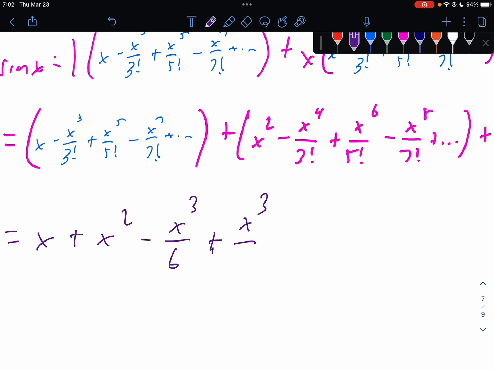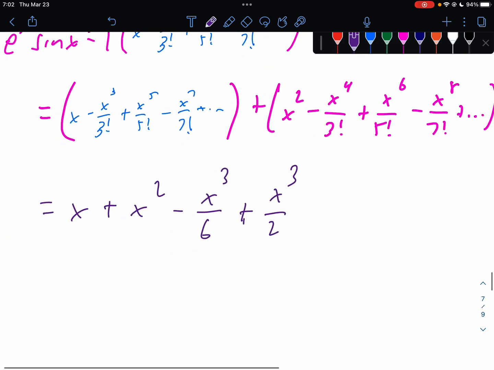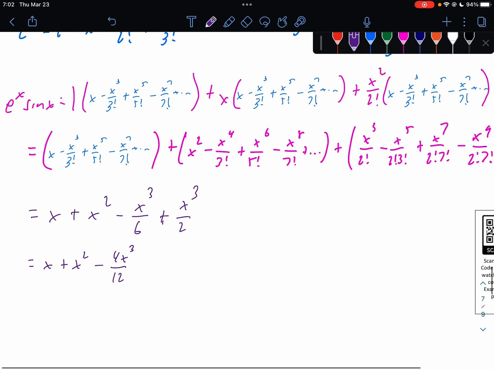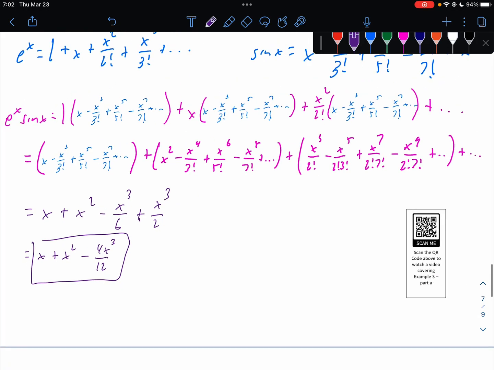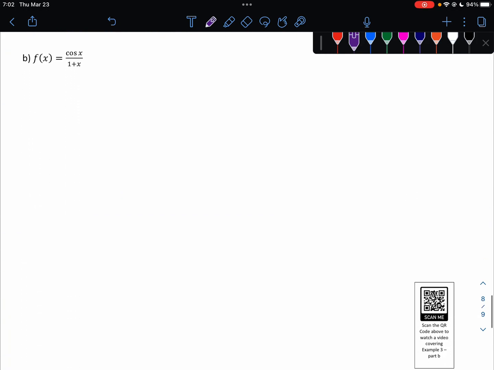So if you want to do that, this would be 6 and this would be 2. So our common denominator is 12. So we have x plus x to the 2nd minus this would be 2x cubed over 12. This would be 6x cubed over 12. So 6 minus 2 would be 4x cubed over 12. And that would be our first 3 terms. All right, what about if we want to do some division?